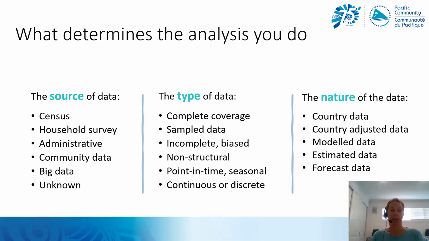The type of data typically also relates back to the source. In a census, we have complete coverage, ideally, so every person in the population has been captured. Sampled data, which is our survey data, can be as reliable and good as a complete coverage if the sampling has been done well.